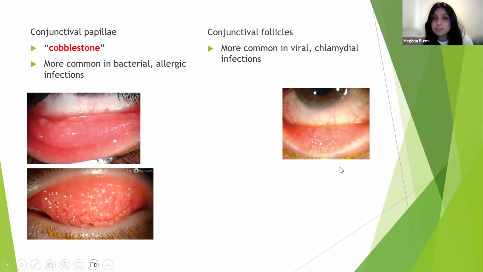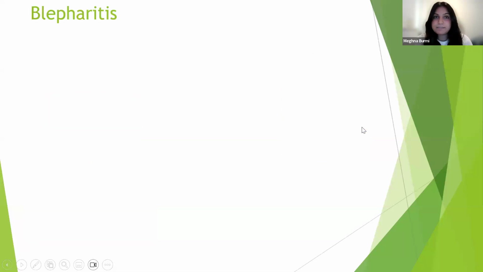Comparing that to follicles, so follicles are seen in viral and chlamydial infections, and you'll see the follicles are a bit more sort of grayish, see-through-ish, while the papillae are a bit larger as well. But basically, don't need to differentiate between them. Just recognize that this sort of phenomenon exists with conjunctivitis.